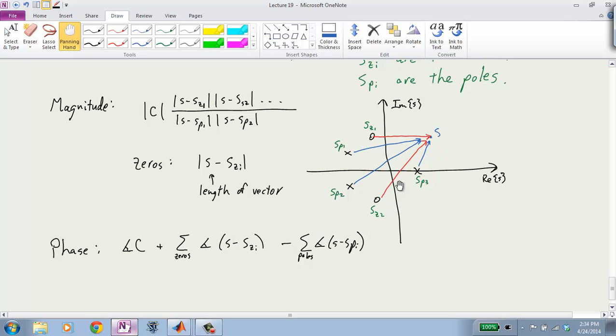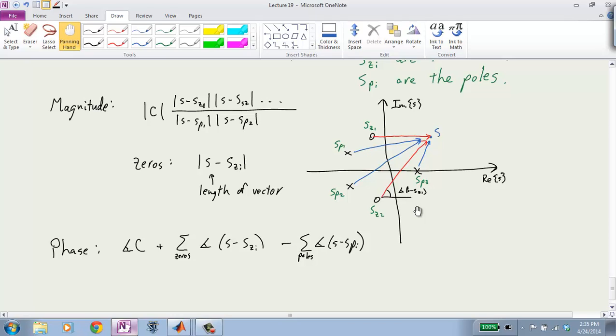But let's take the next one. Let's look at S minus SZ2, this red vector. Its phase angle is exactly this thing, right? This is the phase of S minus SZ2, that angle there. So you can pull out of the pole zero plot the phase of the Laplace transform at any one point by just looking at all the angles to the poles and zeros.